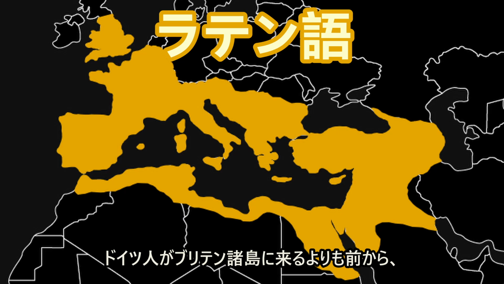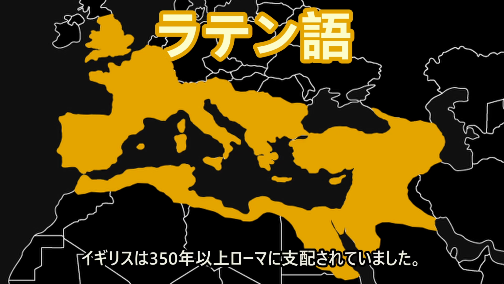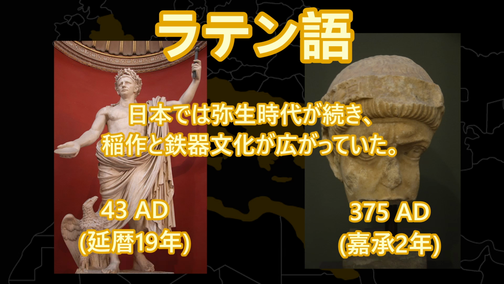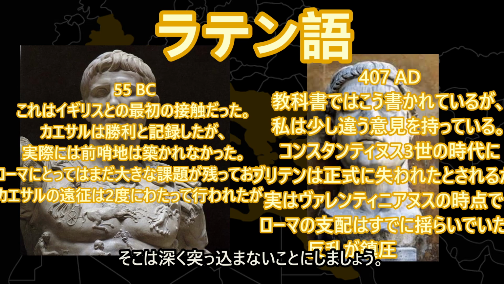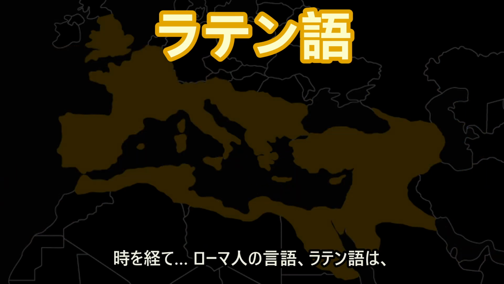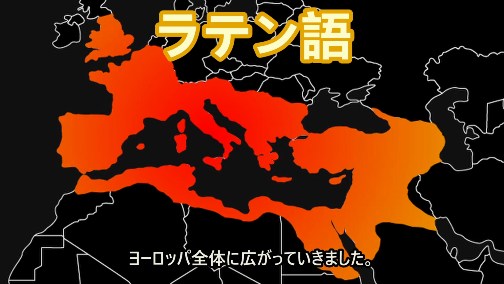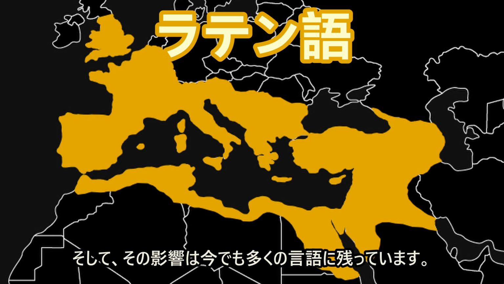Since even before the Germans first came to the British Isles, Britain was ruled by Rome. Britain was Roman for over 350 years, from Claudius to Valentinian. You could argue from Caesar till Constantine III, but let's not belabor the point. Over time, Latin, the language of the Romans, flowed throughout Europe, and it influences languages to this day.